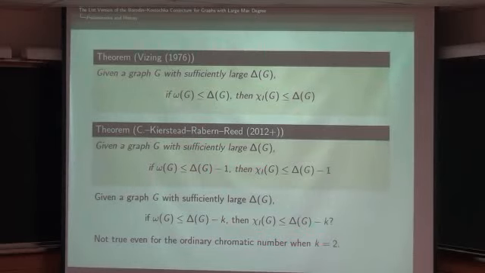What is the counterexample? I believe the counterexample is you have a big clique and you join it with a 5 cycle. I think, yeah. Any more questions?